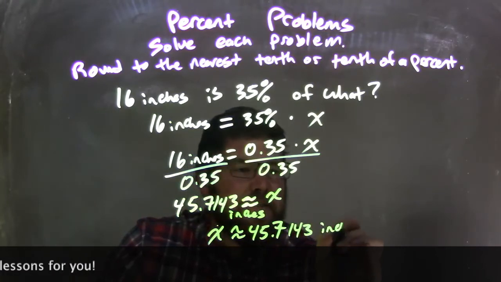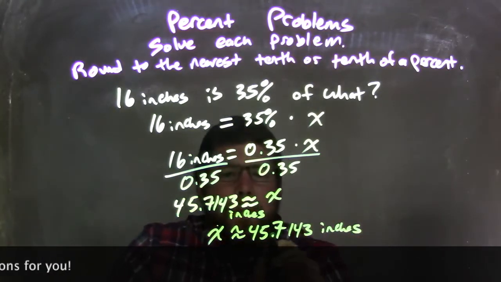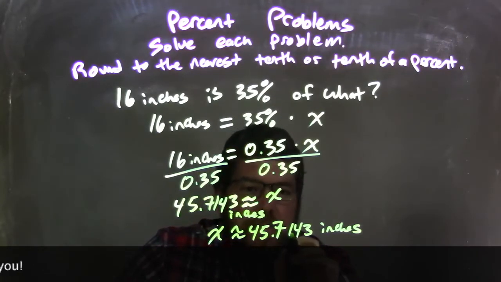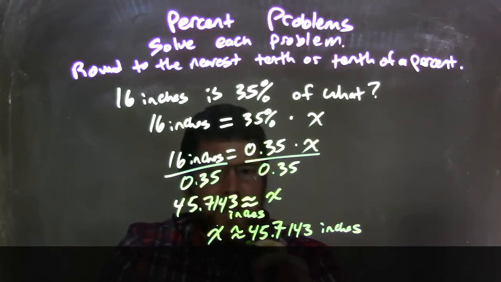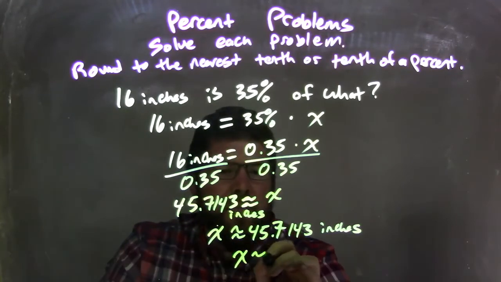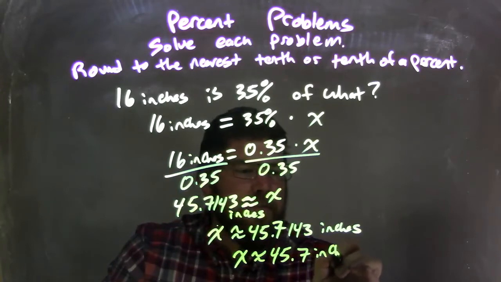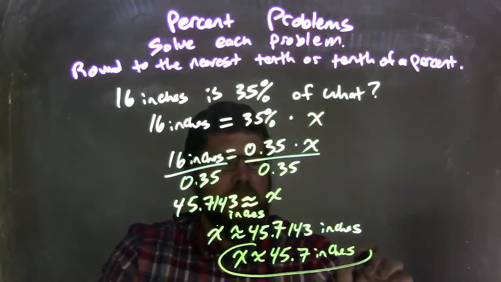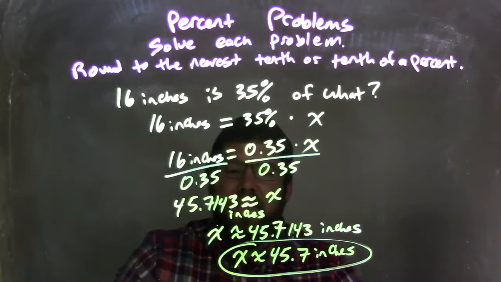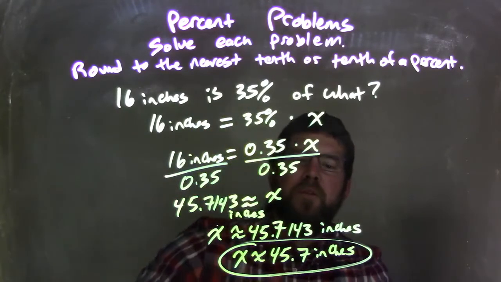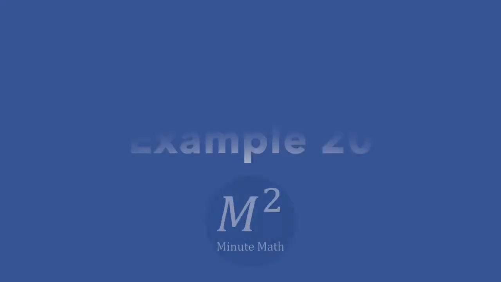But then I need to round that to the nearest tenth. So we look at the 7 and the 1. The 1 causes the 7 to stay where it is. So my true rounding here is X is approximately 45.7 inches. And there we go. That answers our question. 16 inches is 35% of 45.7 inches.